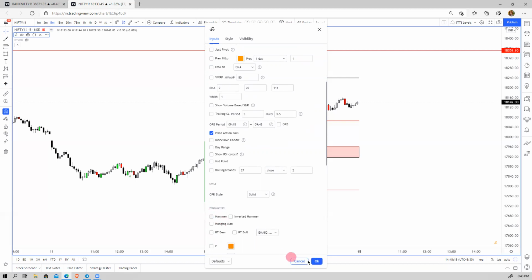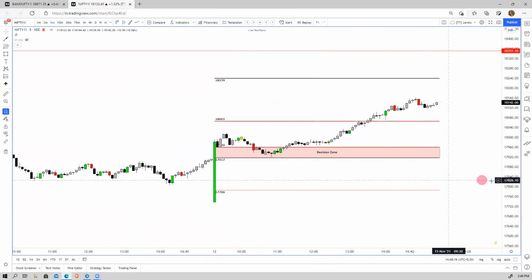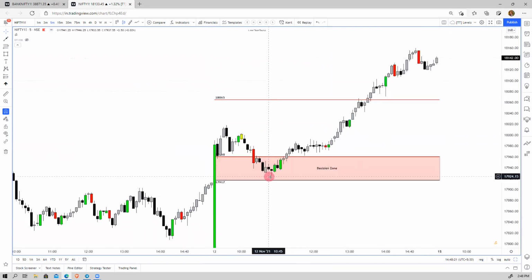Maybe it's not showing, but this is a hammer. You can clearly see there is a hammer here. There is a hammer and a bullish engulfing.